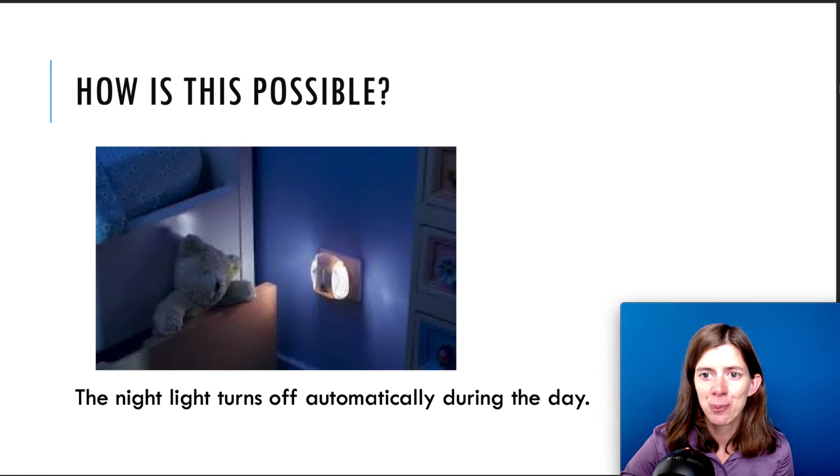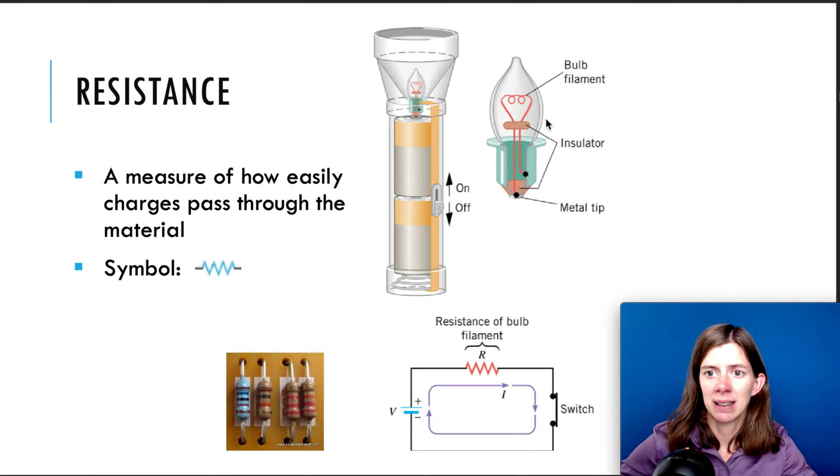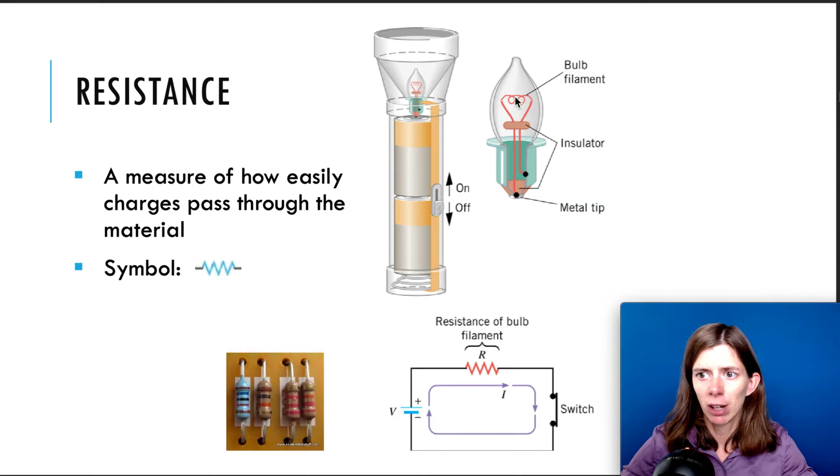This leads us to resistance, which is a measure of how easily charges pass through the material. All materials have resistance, so that means that they are inhibiting the flow of charges. You see a light bulb here, you see the filament in the bulb, there's resistance there when the charges go through. The charges collide with all the atoms here and cause it to glow and light up. So there's definitely resistance in every single material.